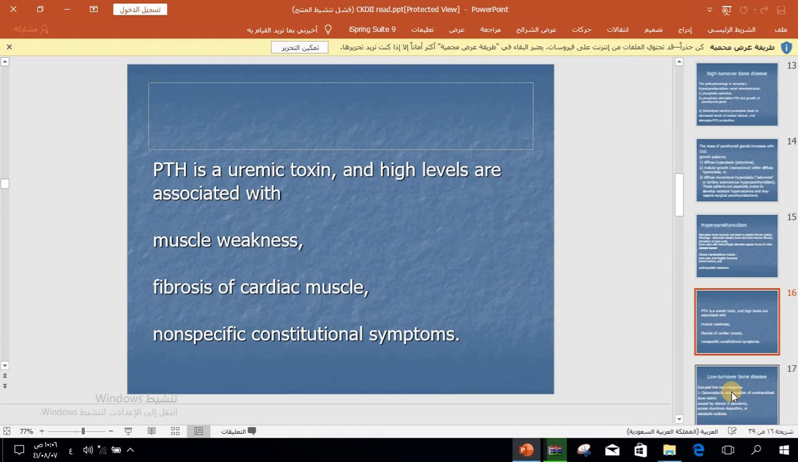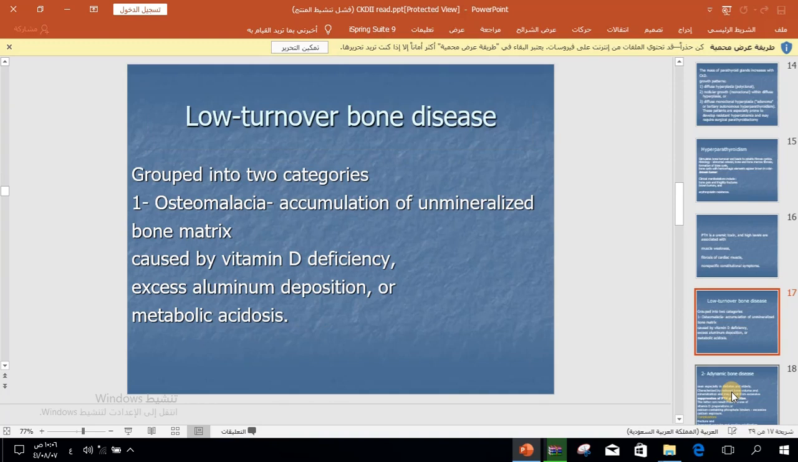This is the main action of parathyroid hormone, but it is not the only action. Parathyroid hormone has other actions. It is a uremic toxin, and a high level is associated with muscle weakness. Hyperparathyroidism can also lead to fibrosis of the cardiac muscles, and because it is a uremic toxin, it can lead to non-specific constitutional symptoms like fatigue. We have also mentioned that it can lead to fibrosis of the bone marrow, and this leads to bone marrow failure and anemia. It also leads to erythropoietin resistance.